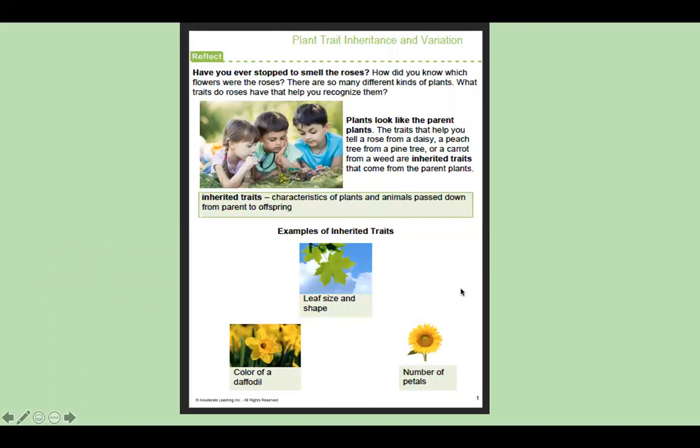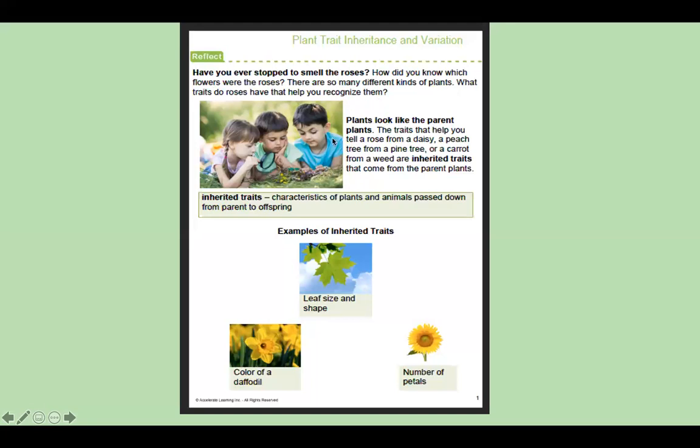So in your packet right now for week 9, find this page that says plant trait inheritance and variation. We're going to read this together. Take a moment to find this page. Got it? All right, here we go. Reflect. Have you ever stopped to smell the roses? How did you know which flowers were the roses? There are so many different kinds of plants. What traits do roses have that help you recognize them?